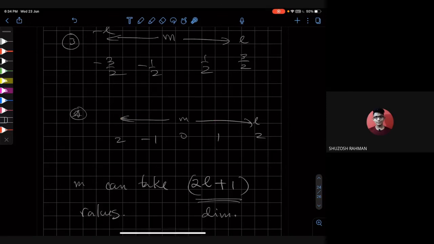So if L is an integer, positive integer, this is an odd number, and it's an odd dimensional representation. But if L is a half integer, positive half integer, then this tells you this is an even number. So then you have an even number representation. In the next lecture, we'll actually work out what these matrices are, what the representation looks like.